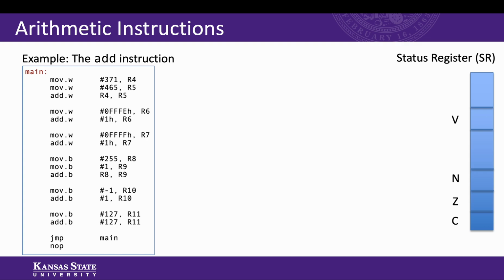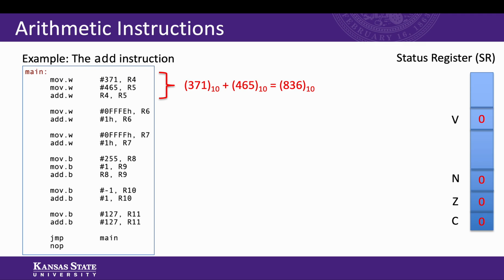But let's look at an example. You'll notice here I've got some code on the left, and I've got the status register, the VNZC, on the right. So we're going to pay particular attention to those bits. Now the first few lines there, this video is not about addressing modes, so I'm going to presume that you know about the addressing modes, and I want to talk really about the add part of this. So we move the number 371 in decimal into R4, we move the number 465 decimal into R5, great.